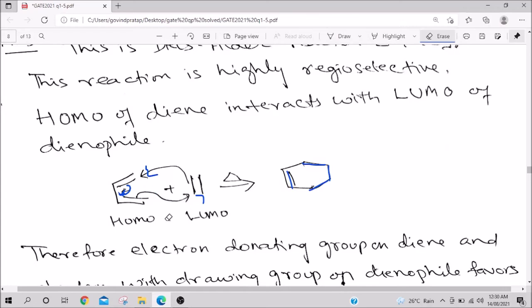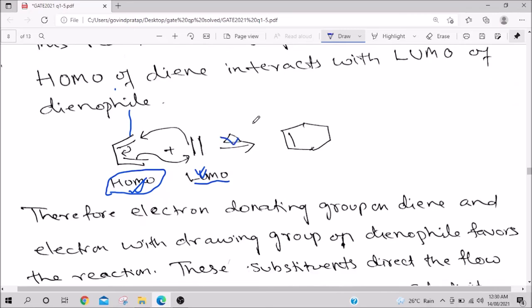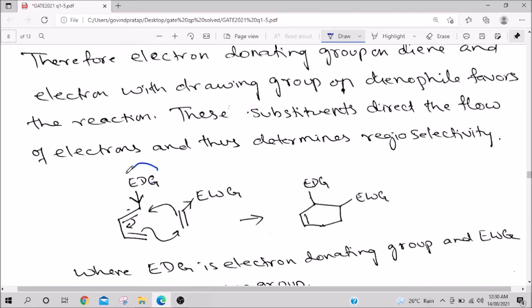And what is very important is that the HOMO of the diene reacts with the LUMO of the dienophile. HOMO means highest occupied molecular orbital. So, it is an occupied molecular orbital, it has electrons to give, whereas LUMO is the lowest unoccupied molecular orbital. So, it does not need to be occupied, it should be vacant. Therefore, an electron donating group on the diene and an electron withdrawing group on the dienophile is what favors the reaction.